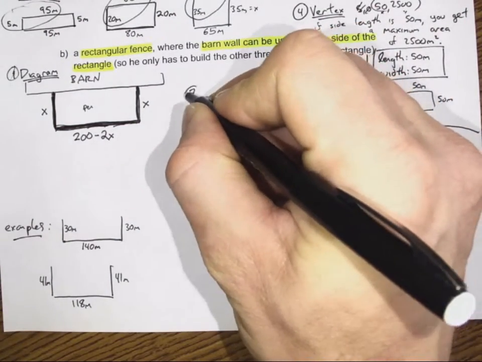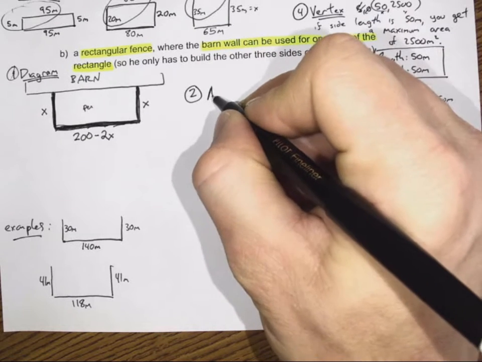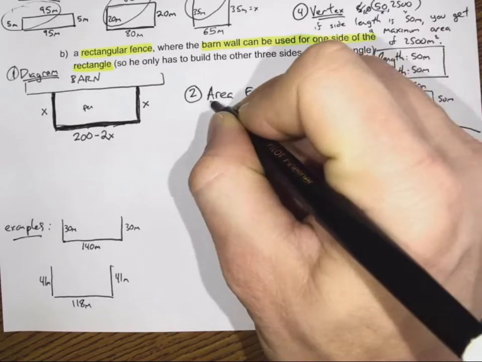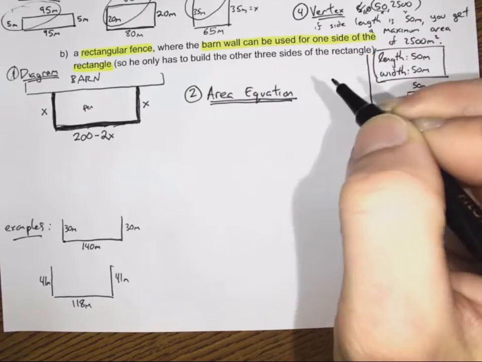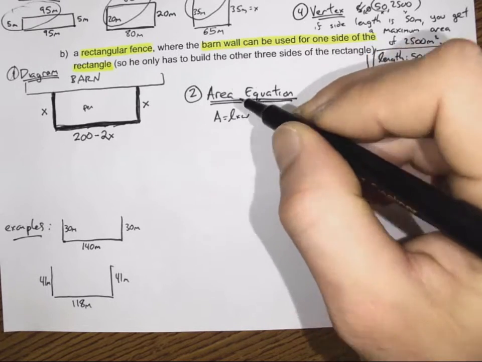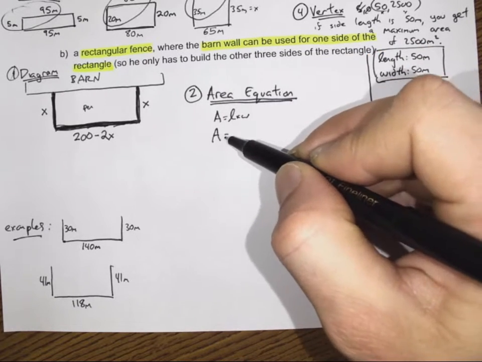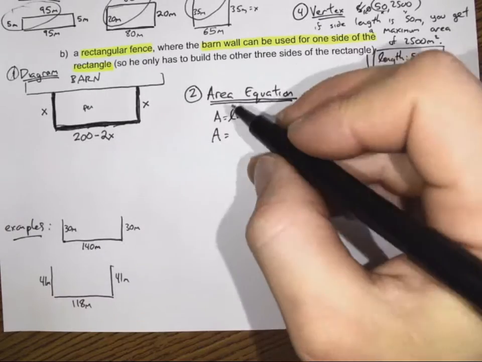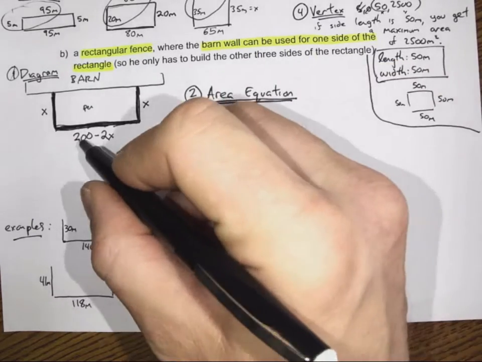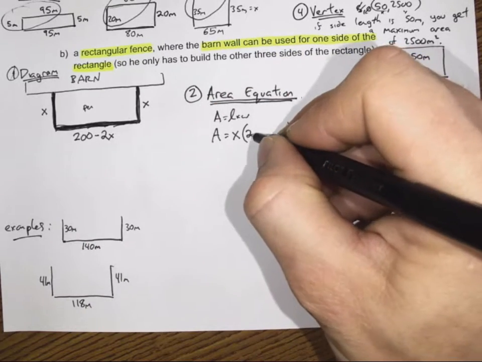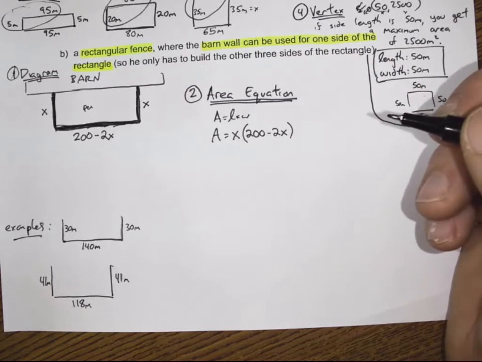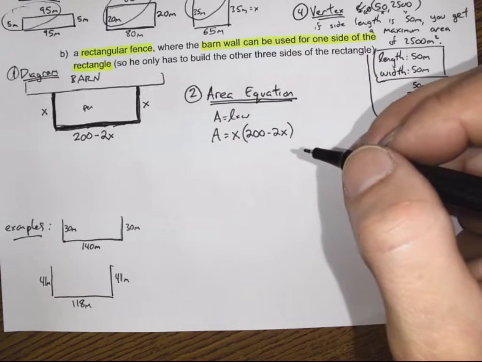The next step is we want to write out an area equation. All right, well, area is length times width. And again, we're going to get the area, which is going to have a length x of general area. We're going to multiply that by the length along here, which is 200, take away 2x. Okay. And that gets us started.